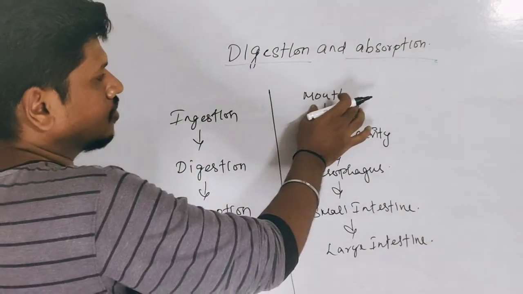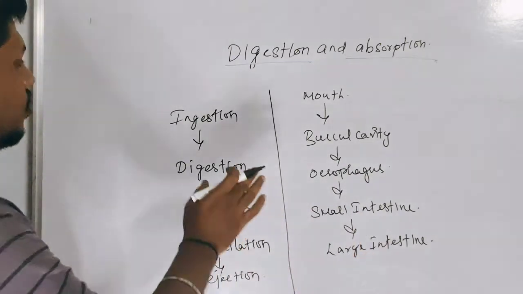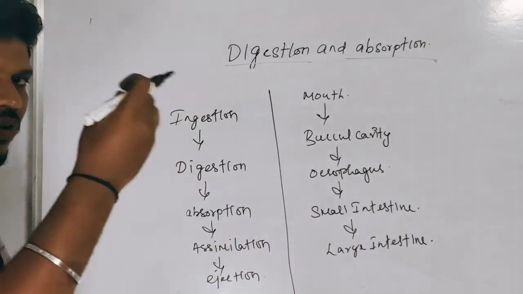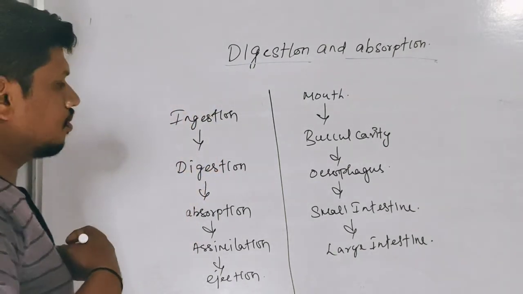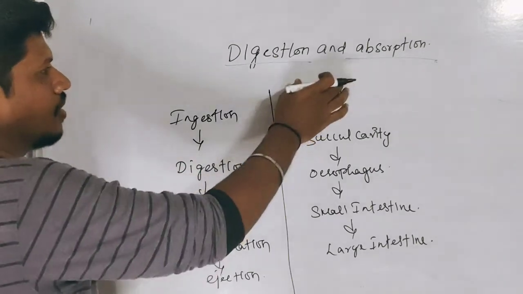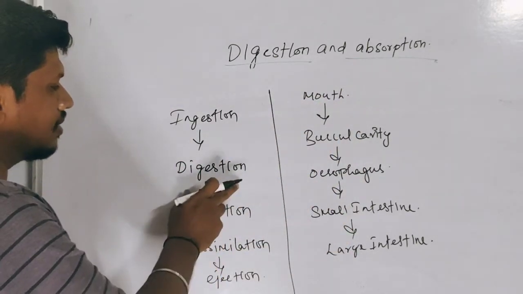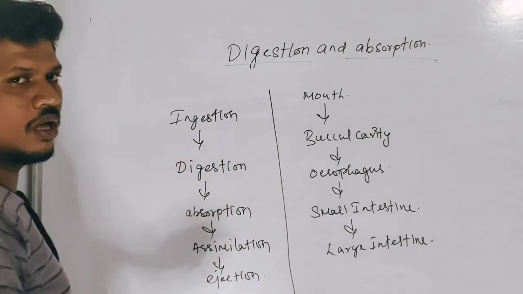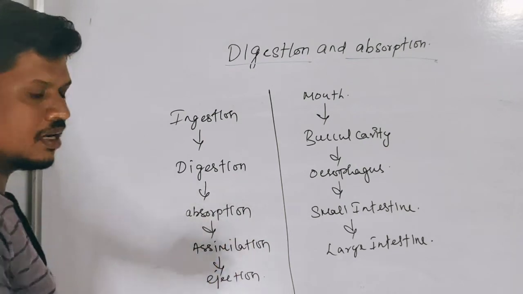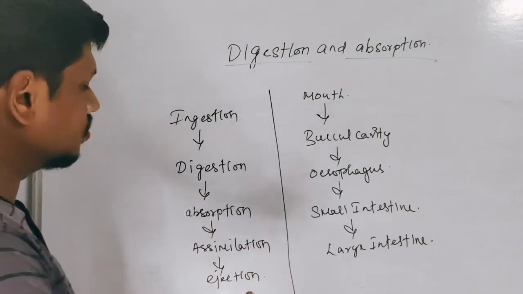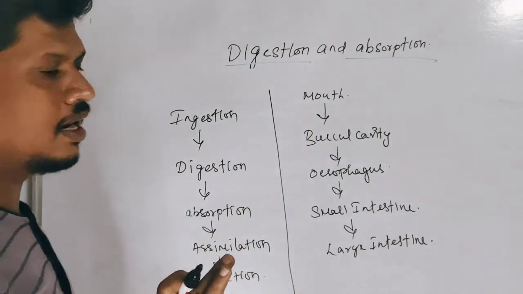Now we want to discuss the mouth, buccal cavity, esophagus, small intestine and large intestine. Before that, what do you mean by ingestion? For example, we are taking food material. After food enters our body, it is digested with the help of parts present in our body. Then finally the digested materials are absorbed. Then it is formed as energy, which we call assimilation. Then finally undigested food is going to be egested. That is the whole idea under digestion and absorption.